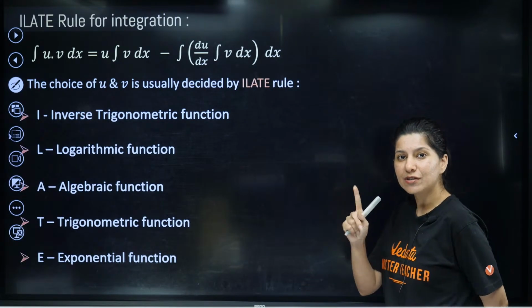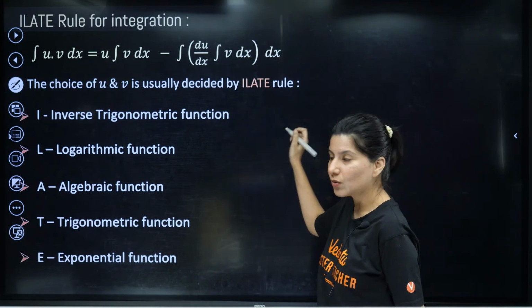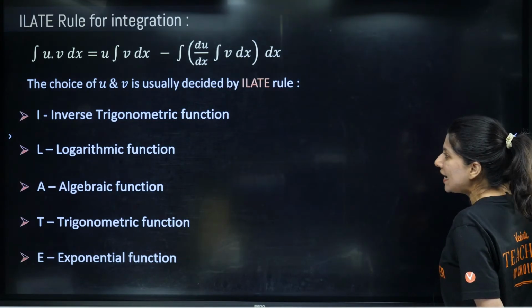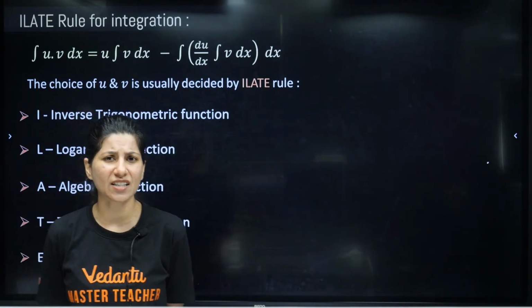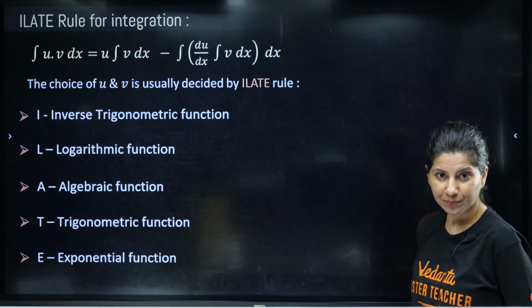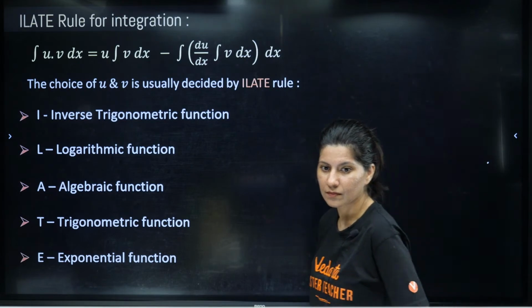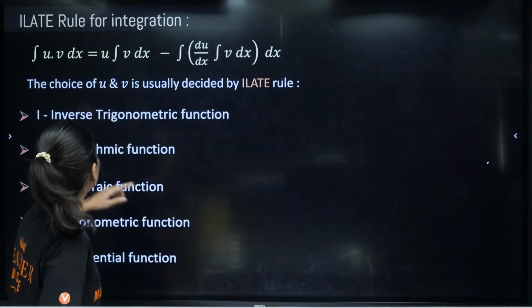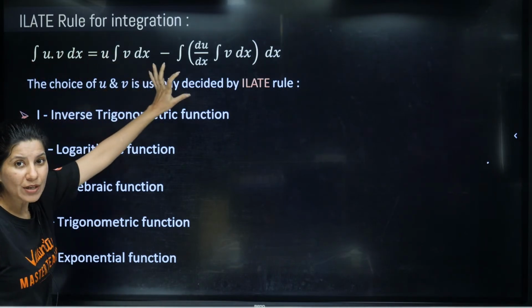So first of all, identification, let's learn. In Eilert, I stands for inverse trigonometric function, L for logarithmic, A for algebraic. Algebraic means x, x square and all. Then trigonometry, then exponential. Okay? Alright. u dot v.